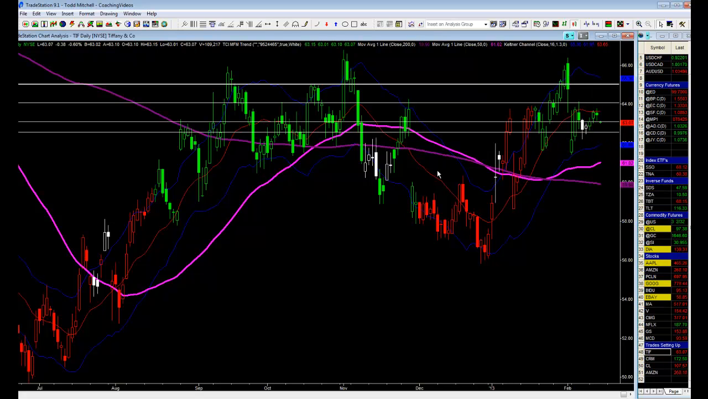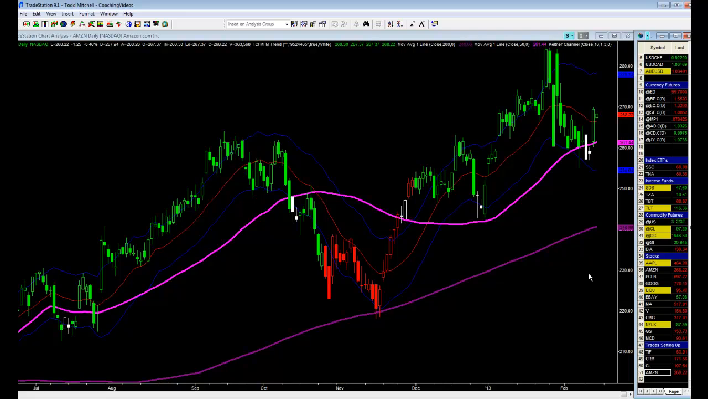Now I want to show you Amazon. I was going to point this out yesterday, but we've got enough trades going on already. This was a beautiful trade setup. Let me show it to you right now. Take a look at this. This is absolutely textbook. Obviously this is Amazon.